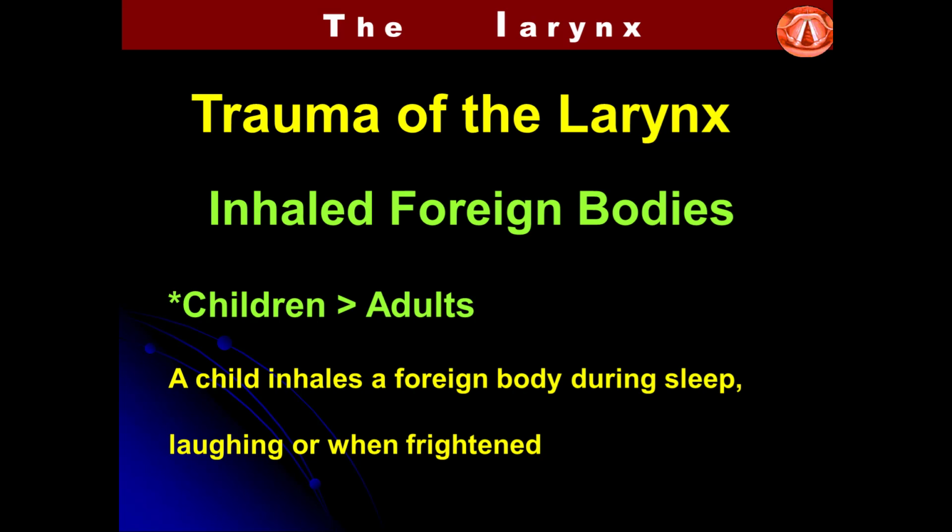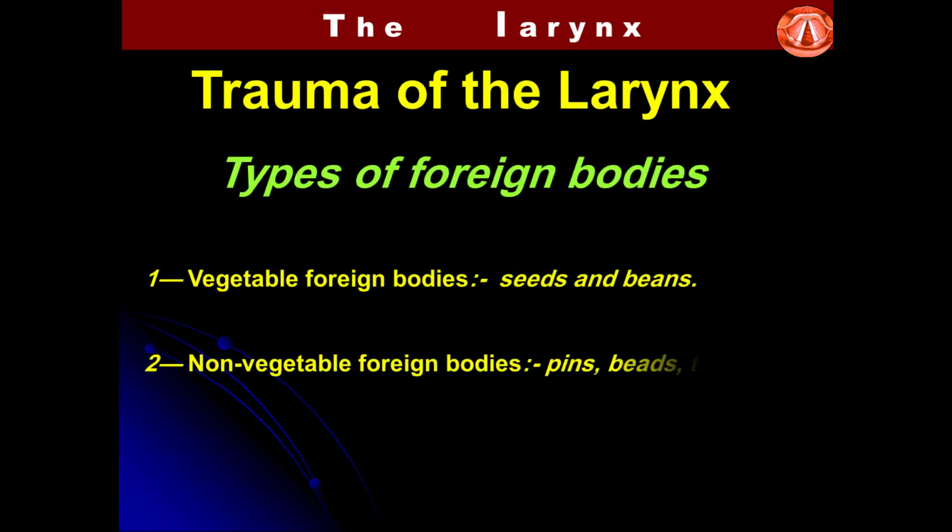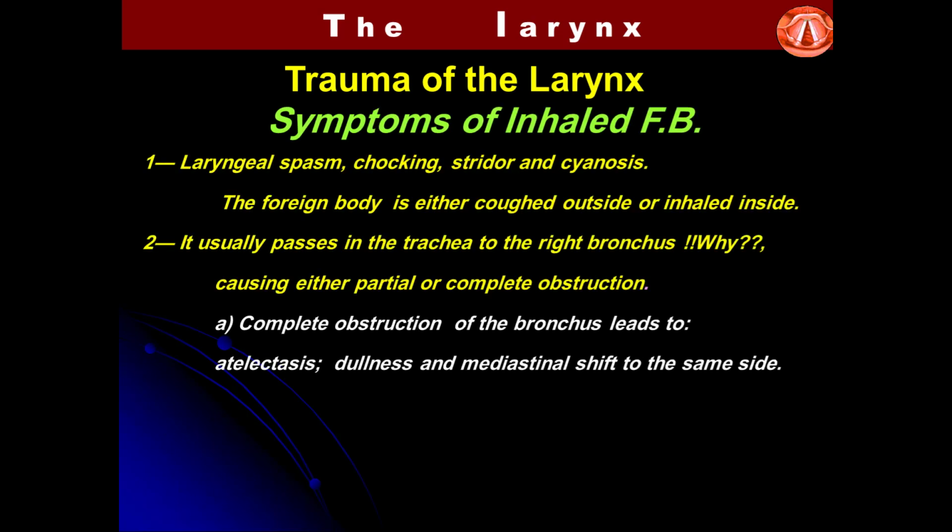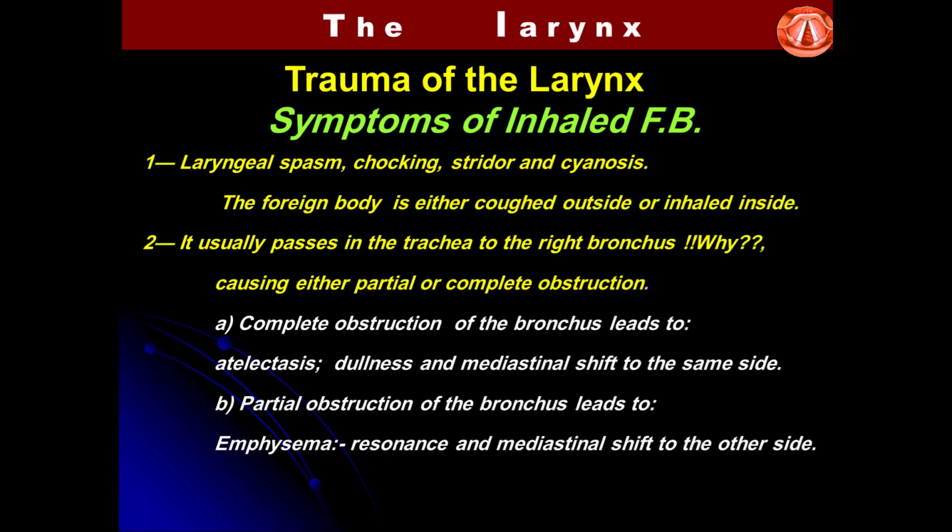This usually occurs in children more than adults. The child would inhale the foreign body either during sleep, laughing, or when frightened. We have two types of foreign body, vegetable and non-vegetable. Vegetable like seeds and beans, and non-vegetable like beads and teeth, especially artificial teeth. The symptoms usually occur in this sequence: inhalation of the foreign body, choking, laryngeal spasm, stridor, cyanosis, and maybe most of us would pass through this scenario during drinking or during eating.